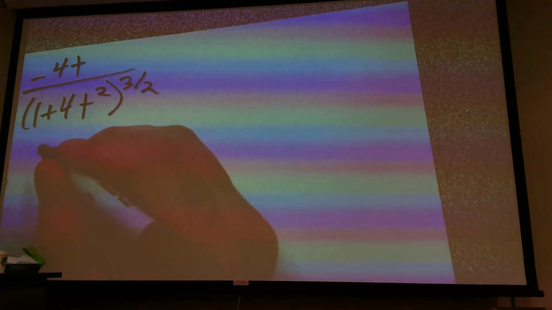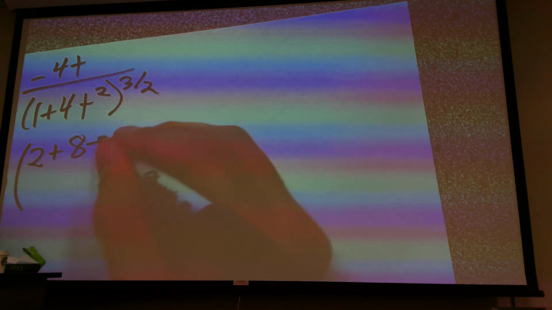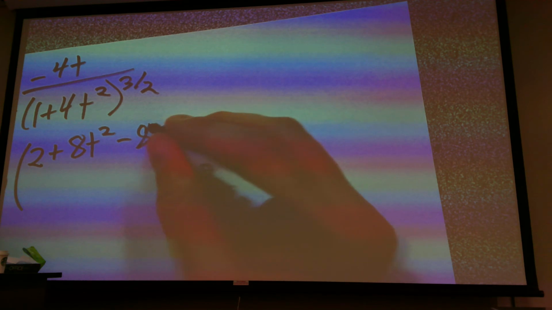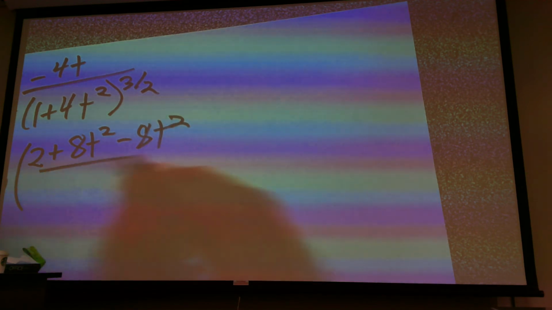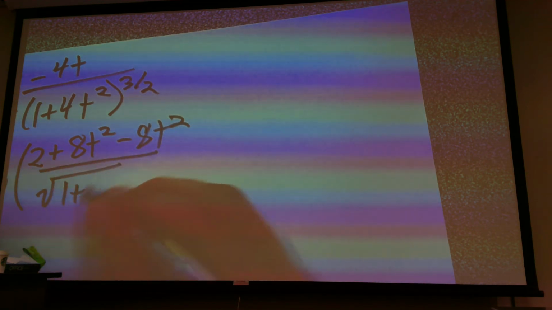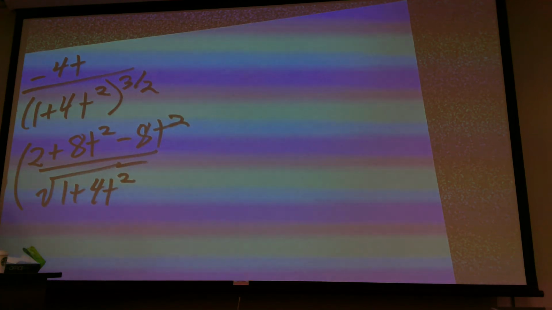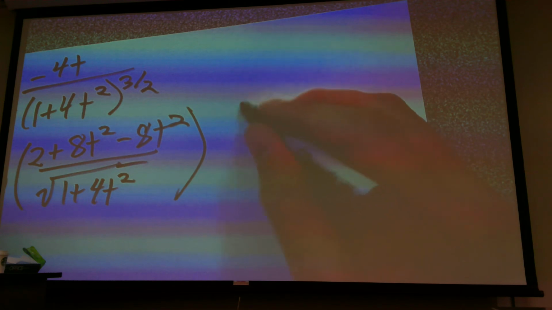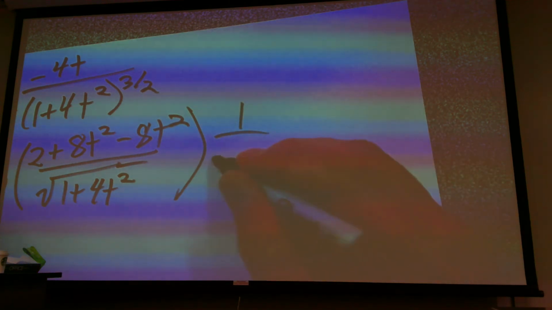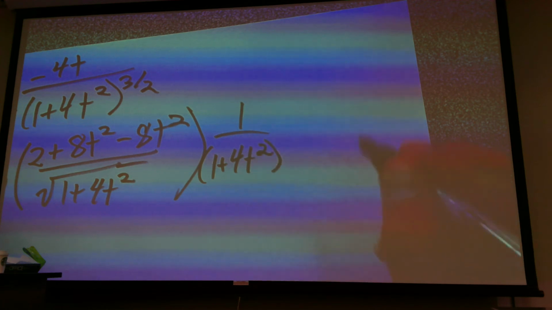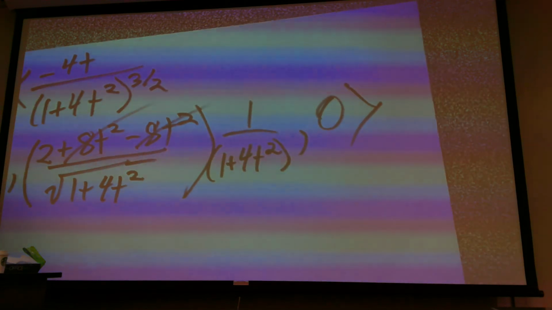That's going to be 2 plus 8t squared minus 8t squared divided by the square root of 1 plus 4t squared. Okay? And that still has to be multiplied by 1 divided by 1 plus 4t squared. Okay? And we got a 0 right here. Okay, so we got the 8t squared and the 8t squared end up canceling each other out.